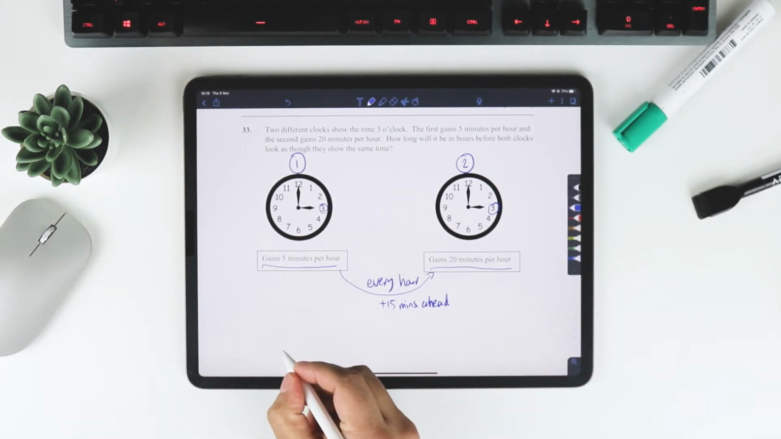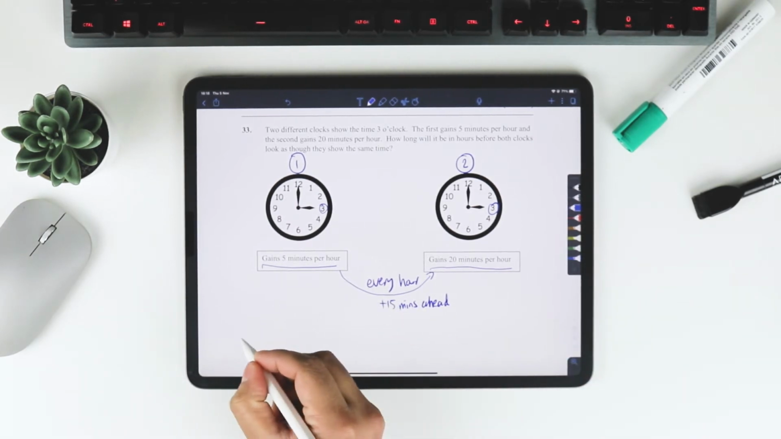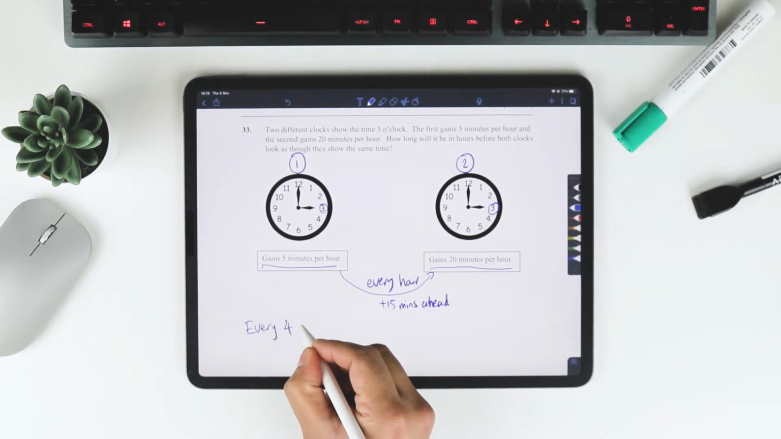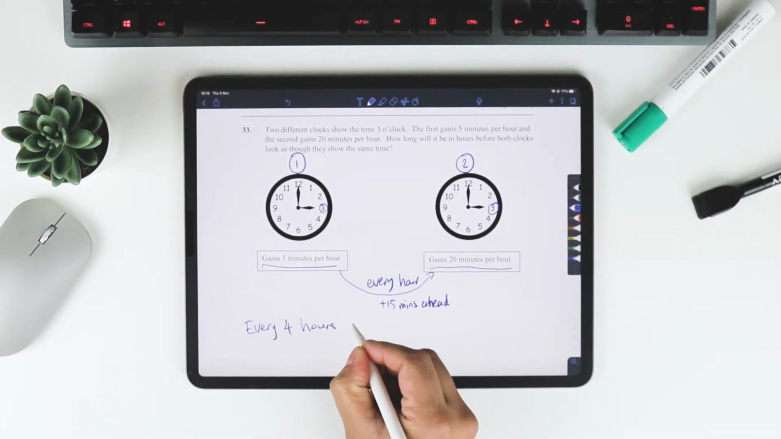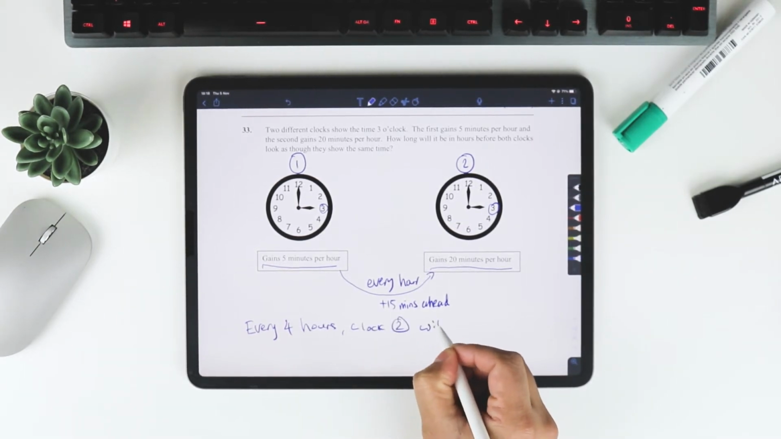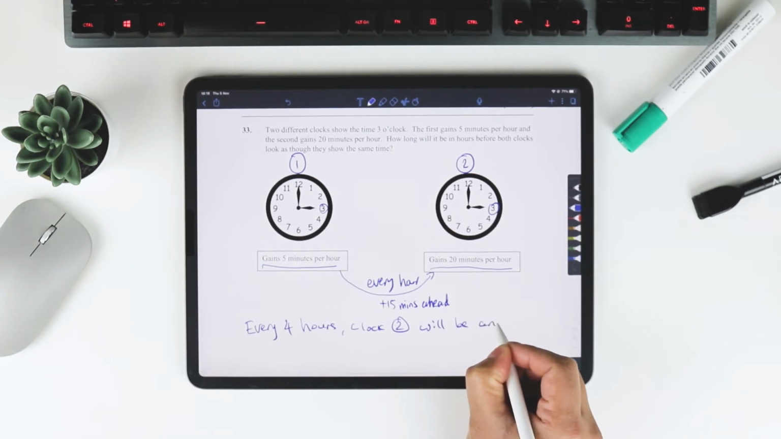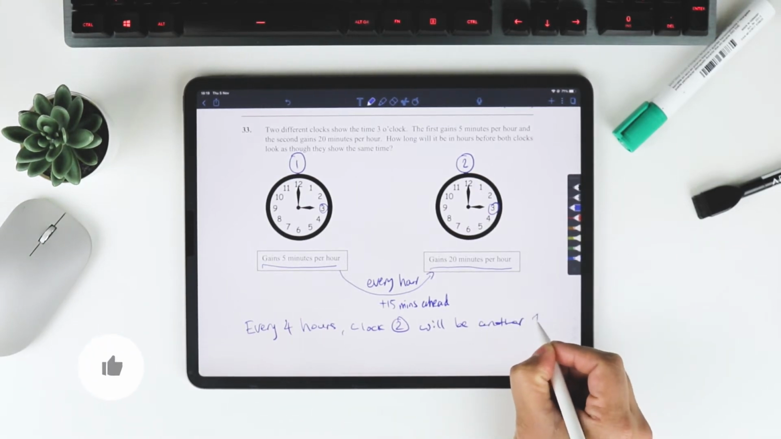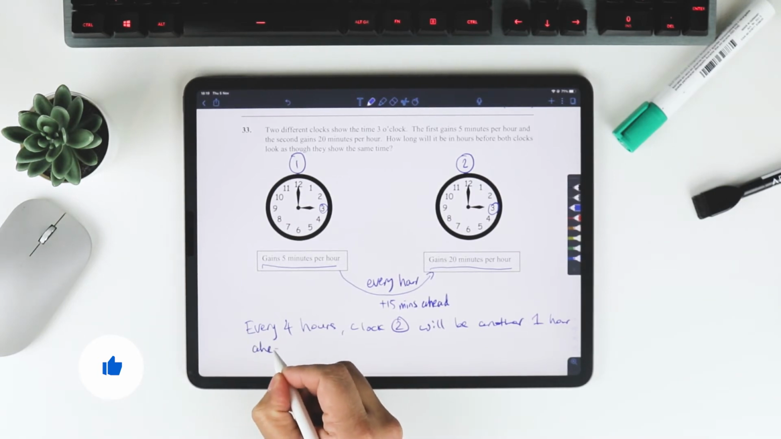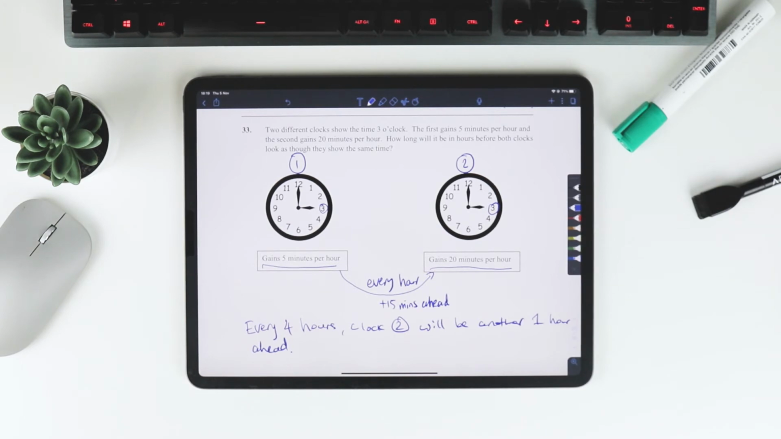Okay, and how does that help us? Well, that means that if it's every hour 15 minutes, then that means every 4 hours clock 2 will be another 1 hour ahead. And so that's something else that we have to consider for this question.